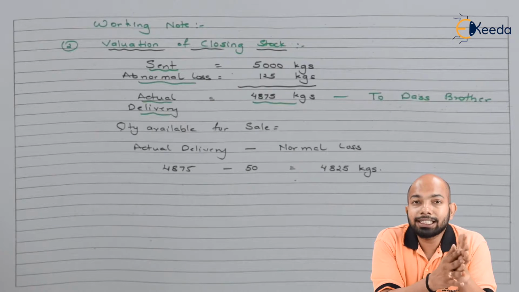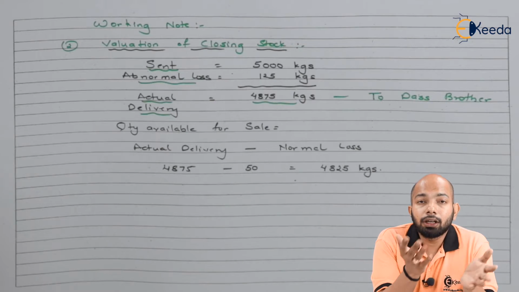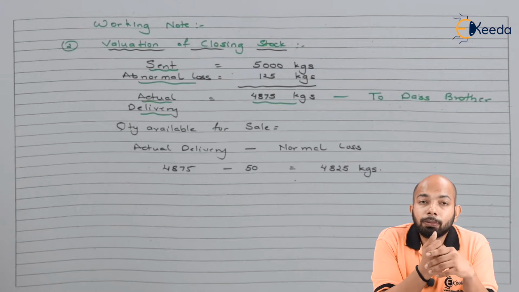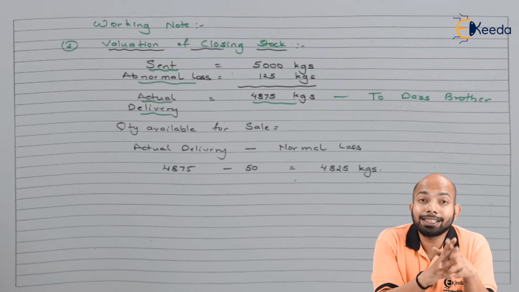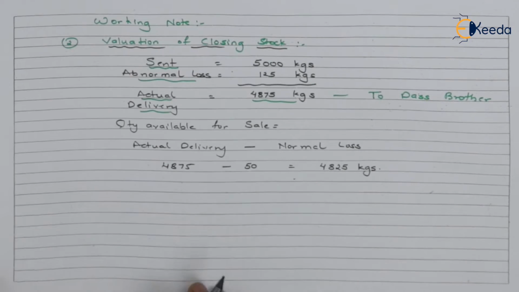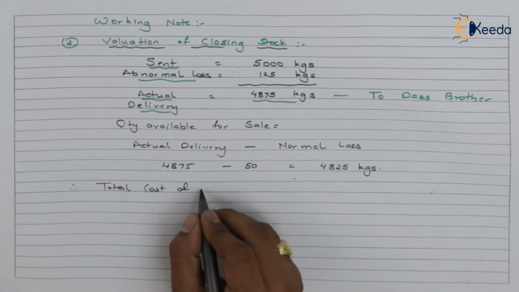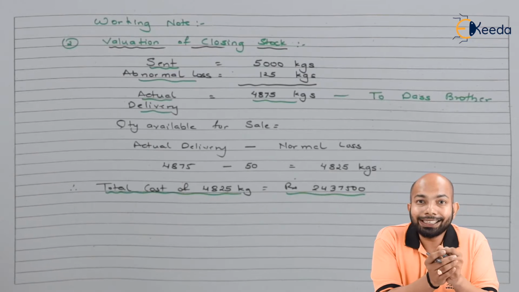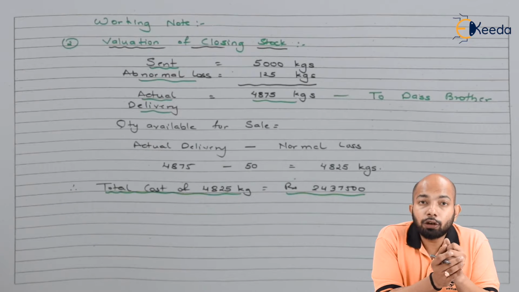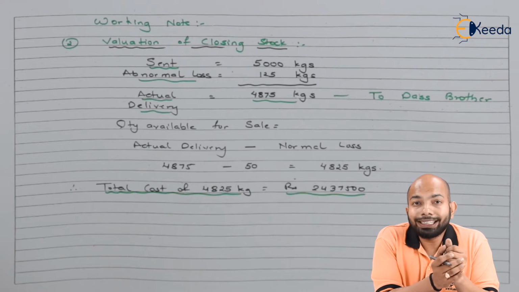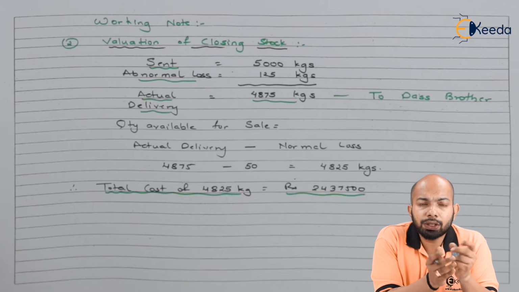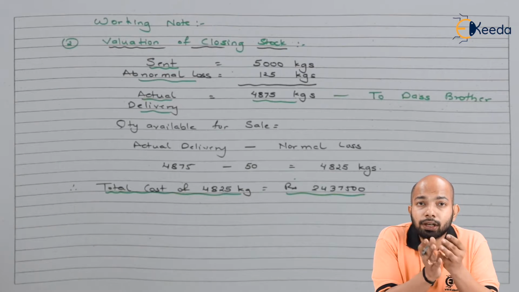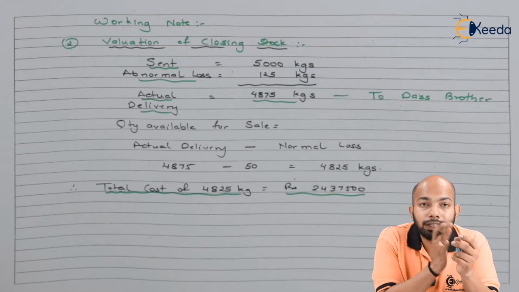But it has to be considered while taking the costing part. So 24,37,500 still remains the same. The only difference is that this will now be for 4,825 kilo, and not 4,875 kilo anymore. So as highlighted in green here, the total amount of cost available for the quantity of 4,825 kilo is 24,37,500. This is the cost now.